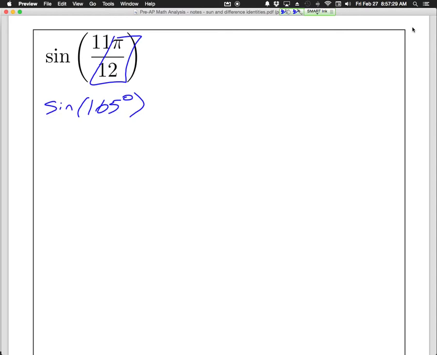Alright, so now what do I do with sine of 165? Split it up. What do you want to split it up into? One of them has to be 90. No. The quadrant. 180. One of them has to be 45. Why does one of them have to be 45? Because it ends in a 5. Yeah, if it ends in a 5, one of your angles has to be 45.